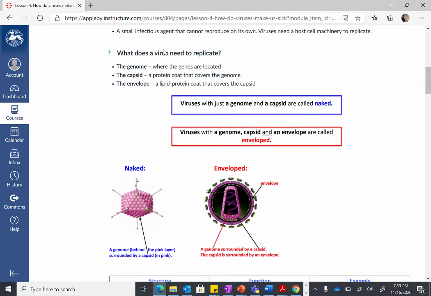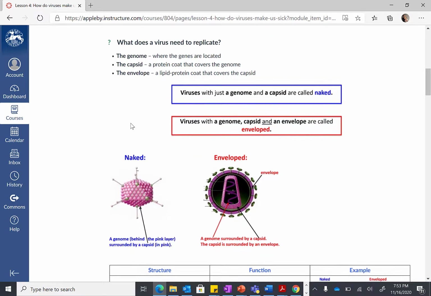So, what does a virus actually need to replicate? Viruses are pretty simple in terms of their structures. They have 3 basic structures. Some only have 2 of them. The first piece is the genome. So the genome being your genetic material. And again, we mentioned that can be DNA or RNA.